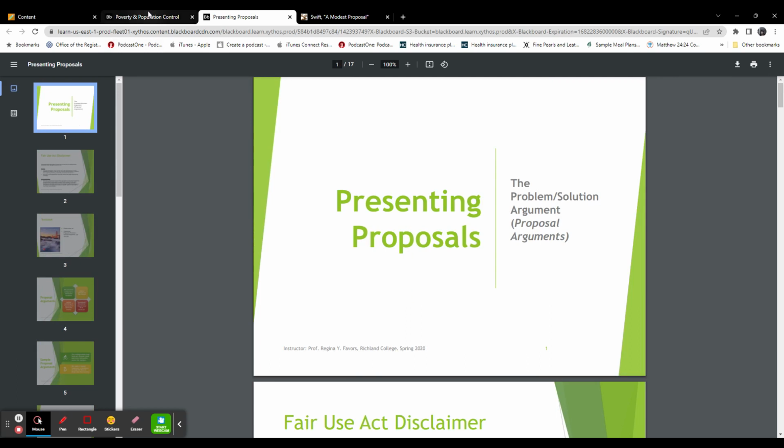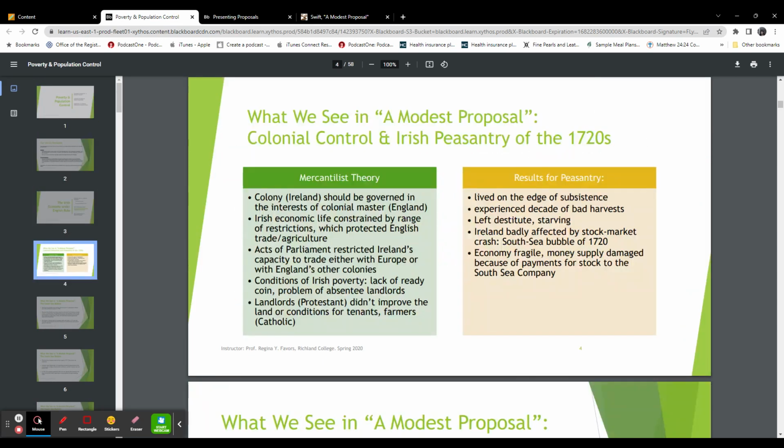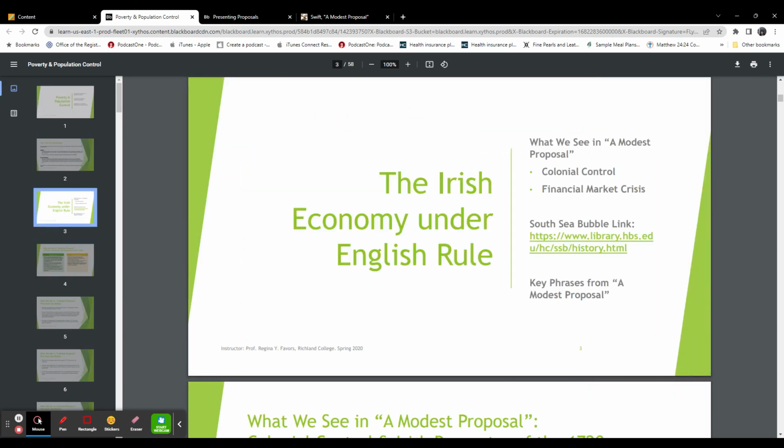Okay. So that's the proposal argument. So let's look at the poverty and population control. And I'm still going to let you read the majority of this, but I want to go over a few things. So I'm skipping ahead. And what we see in A Modest Proposal, this is what you want to understand: the Irish economy under English rule, right? It's a colonial control plus a financial market crisis.